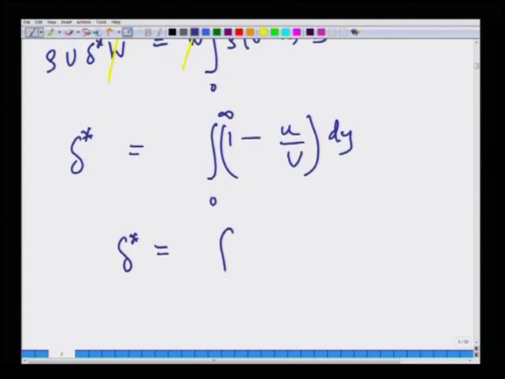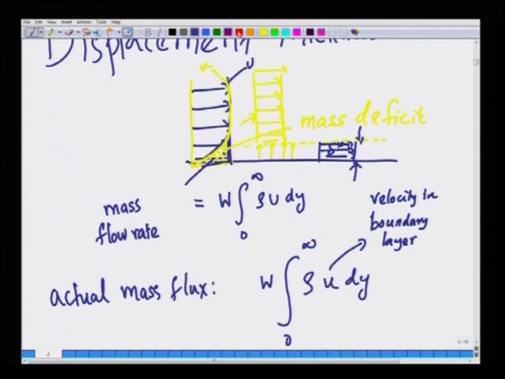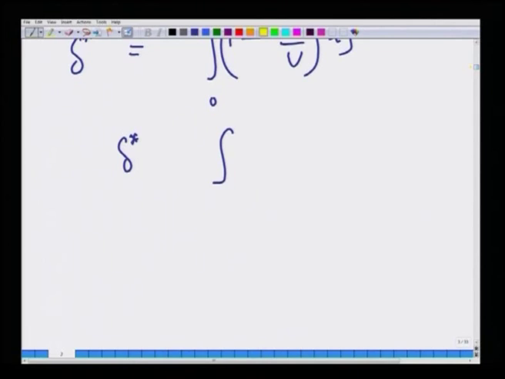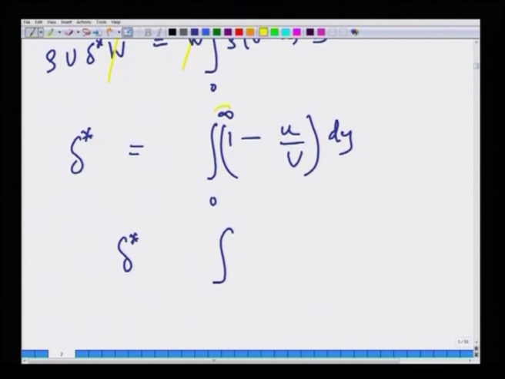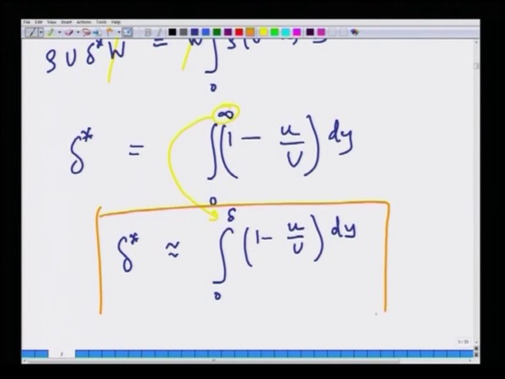If you look at these two curves, after some point of the order delta star itself, they are almost the same. So, we can take that distance as delta, which is the disturbance thickness. So, I can replace infinity in the upper limit of the integral with delta itself. So, delta star is approximately integral 0 to delta 1 minus u by U dy. This is called the displacement thickness.